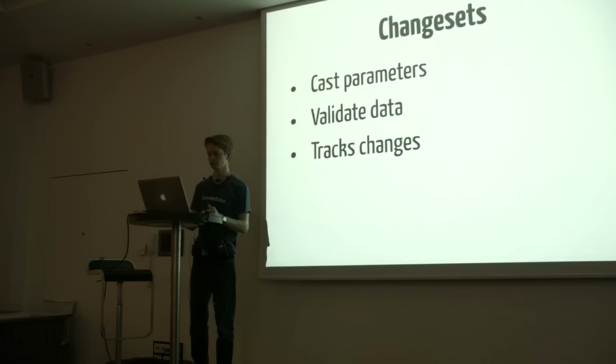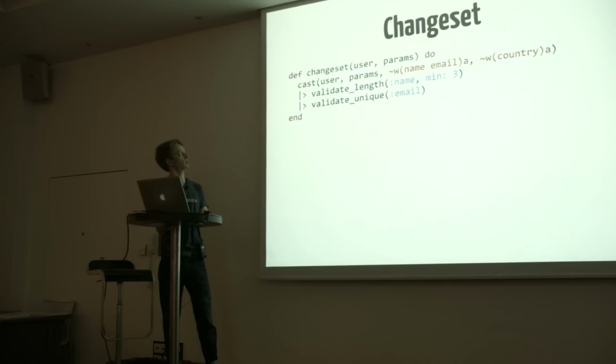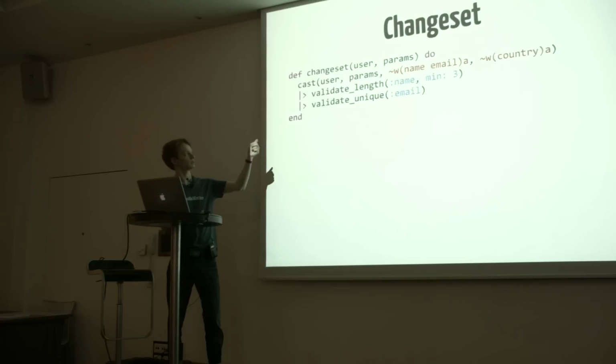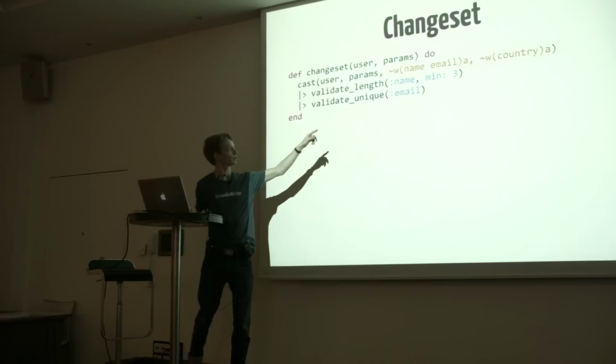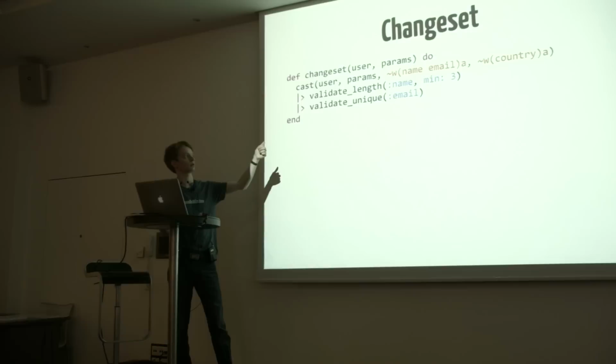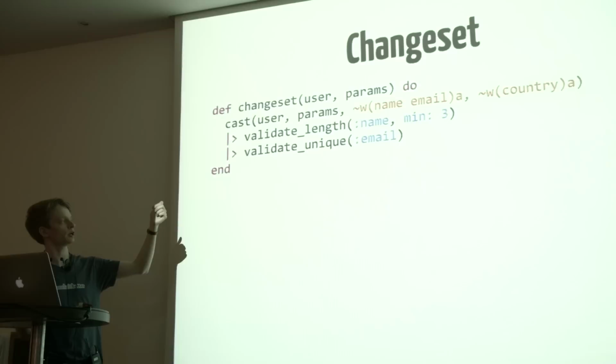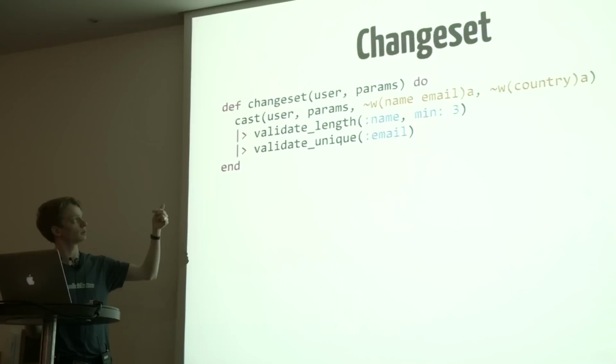And this is how you would define a change set. So the first argument here is a user model. The second argument is external parameters. The third and fourth argument are the parameters that we want to use. So the third argument is the required parameters. If any of those are missing, we will make that change set invalid.